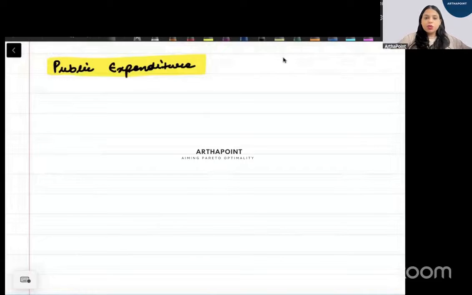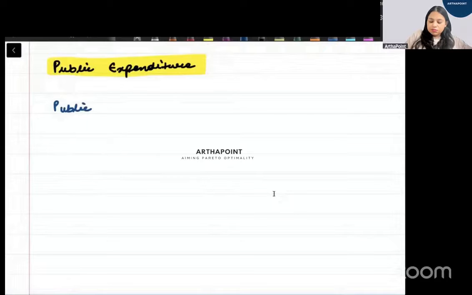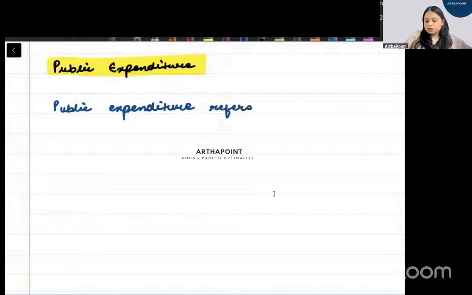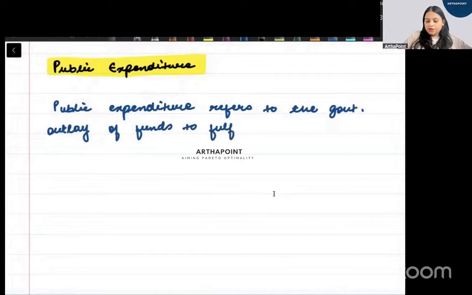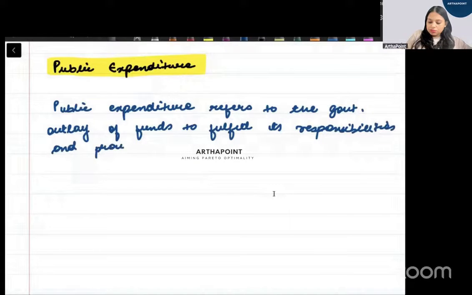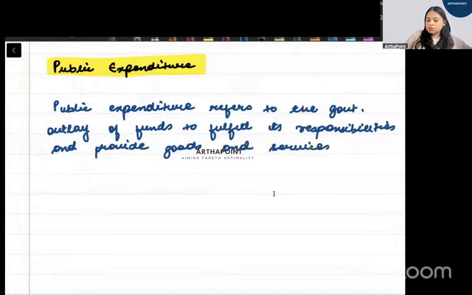So we can say that public expenditure refers to the government's spending of the funds to fulfill its responsibilities, right? So please write it with me. Public expenditure refers to the government outlay of funds to fulfill its responsibilities and provide goods and services to the public, right?